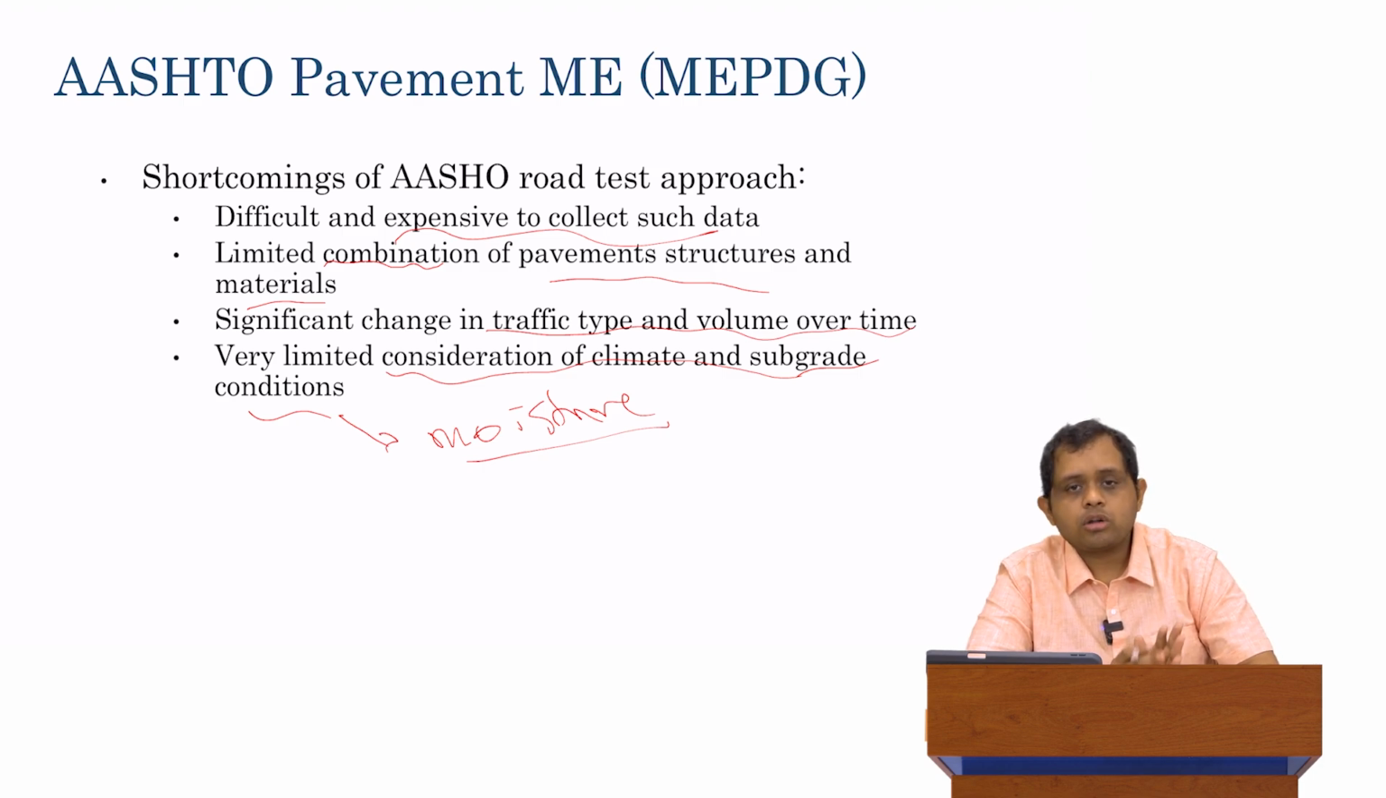As I mentioned, this Ottawa, Illinois is a very small place. It's a very cold place. It does not even represent all the climate conditions in the US. Forget about representing climate conditions around the world.